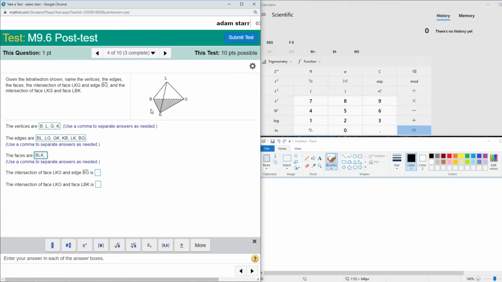BLK makes that face. Then I have this face here, KLG, or LKG, or GLK. There's a lot of different names we can call this face. I'm going to call it LKG.